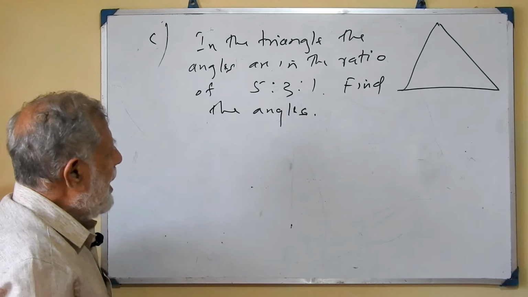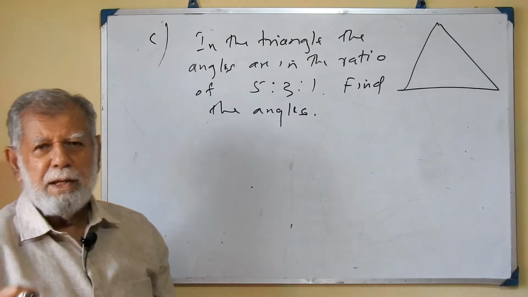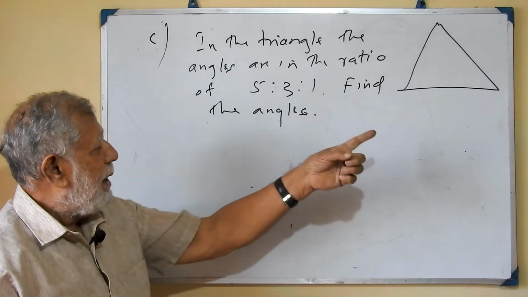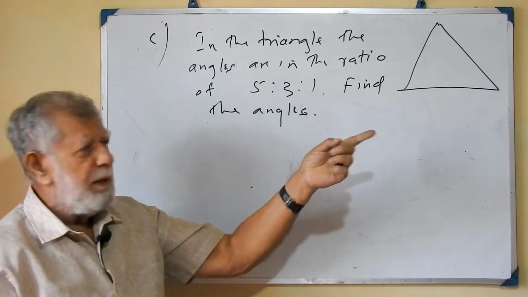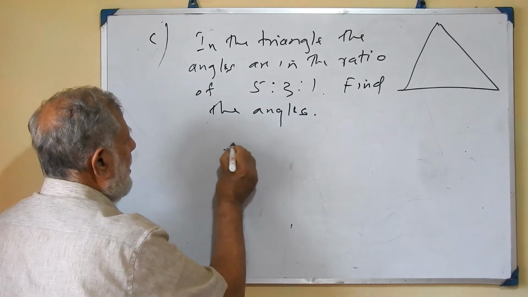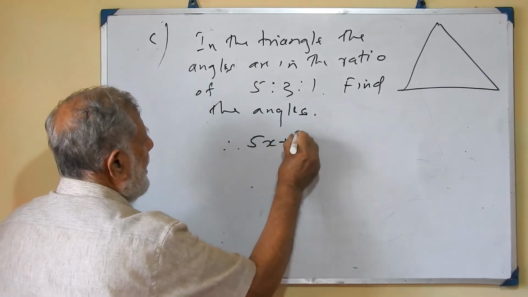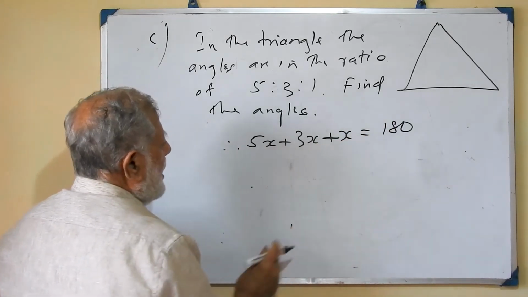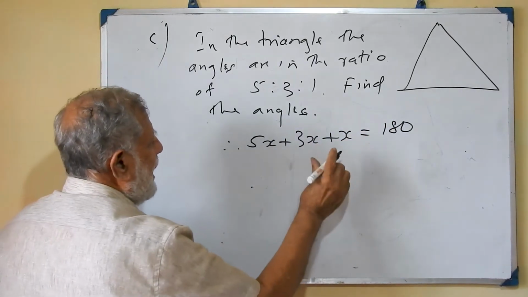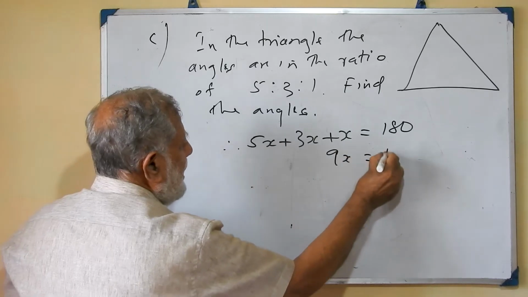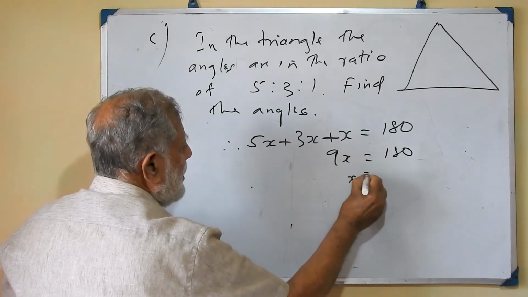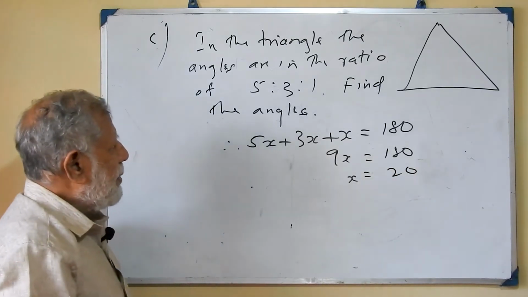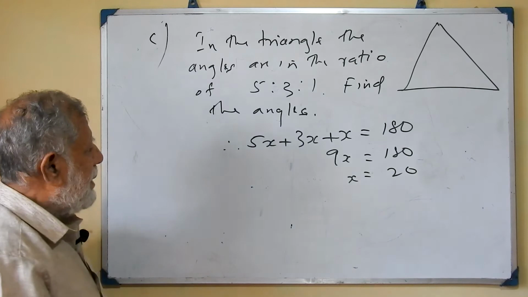What you do is, we know that the sum of the angles of a triangle is 180 degrees. So we add these and equate to 180 degrees. How do you do that? We put 5x plus 3x plus x is equal to 180 degrees. So 5 and 3 is 8x, plus x is 9x. Therefore 9x equals 180 degrees. So x is equal to 180 divided by 9, 20.